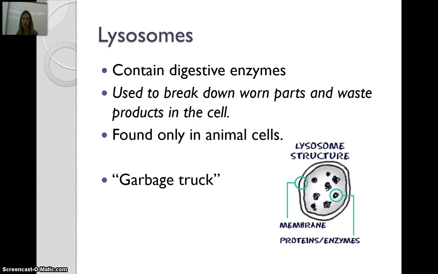Okay, lysosomes. These are organelles that contain digestive enzymes. We know what enzymes are, right? They're used for speeding up reactions. So in this case, they're going to be used for speeding up digestion of old cell parts. So lysosomes are the garbage trucks of the cell. They're used to break down old worn out parts and waste products found in the cell so that they can be sent on their way outside of the cell. These are unique to animal cells. Plant cells have different ways of getting rid of waste, but lysosomes, these particular organelles, are going to be found in animal cells.